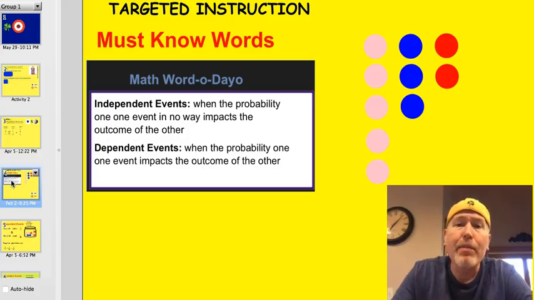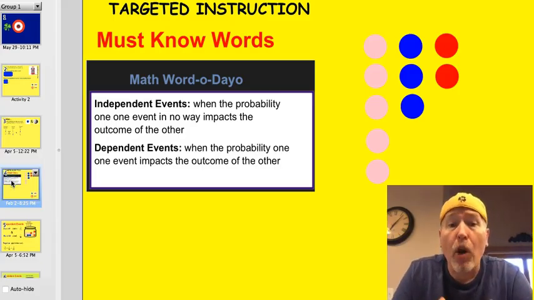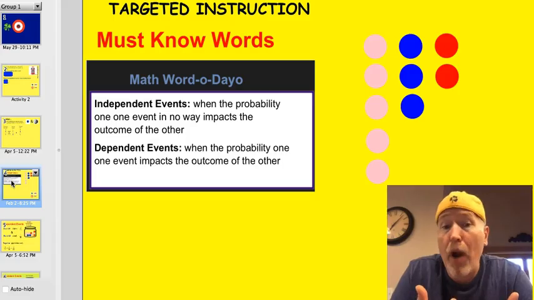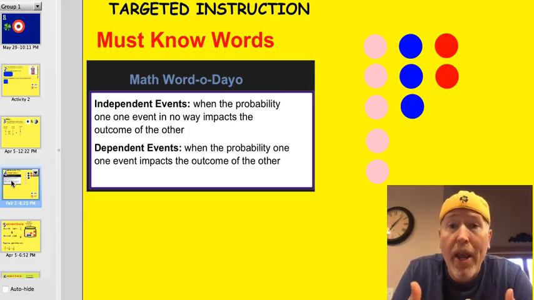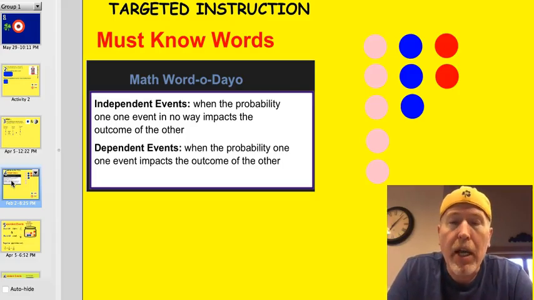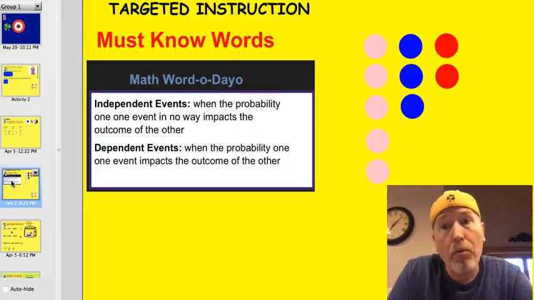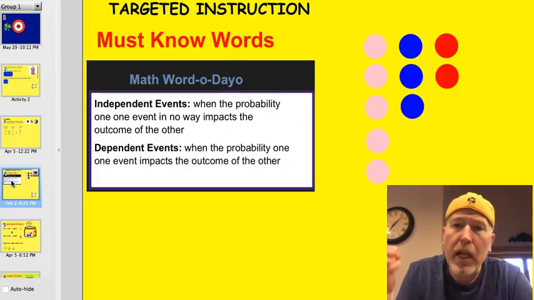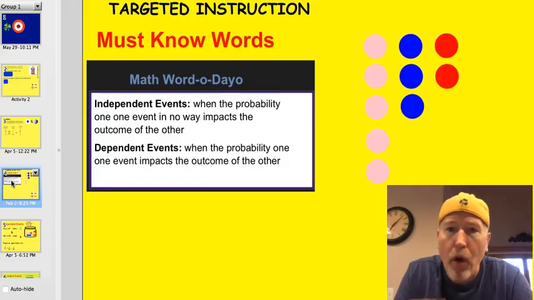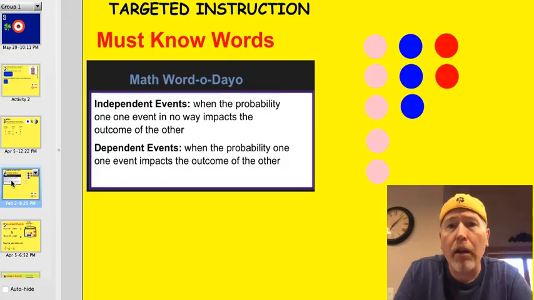All right, 2 must-know words. First of all, independent events. Independent events are when the probability of one event in no way impacts the probability of the other event. The 2 events we just did were independent events. Pulling the gumball had nothing to do with flipping the coin. It didn't impact them at all. Spinning the spinner and rolling a die are independent events. They don't impact one another.